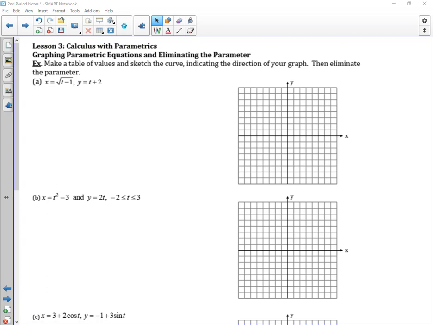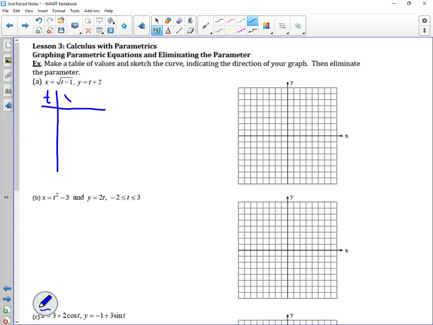Okay, so what we've been doing so far up to now is just one directional movement, just a particle moving along the x-axis, or a particle moving just along the y-axis. But in parametrics, a particle can move along this whole plane with respect to a certain time. If you want to see the movement of the particle, you're going to want to do a table of values.